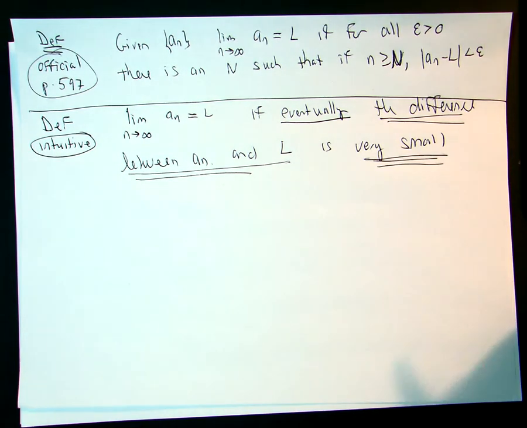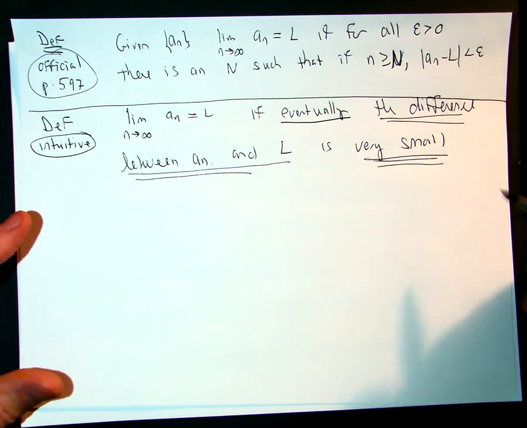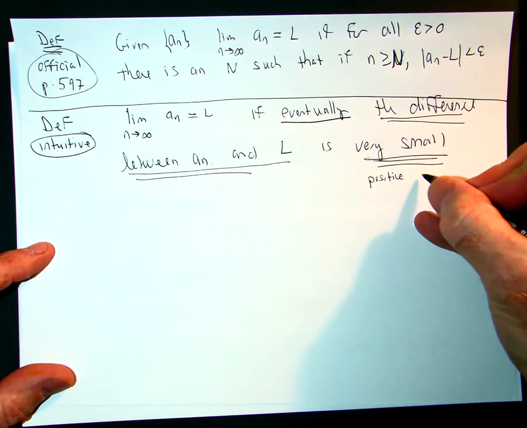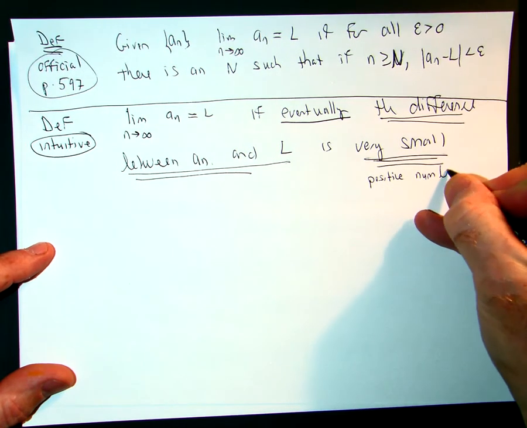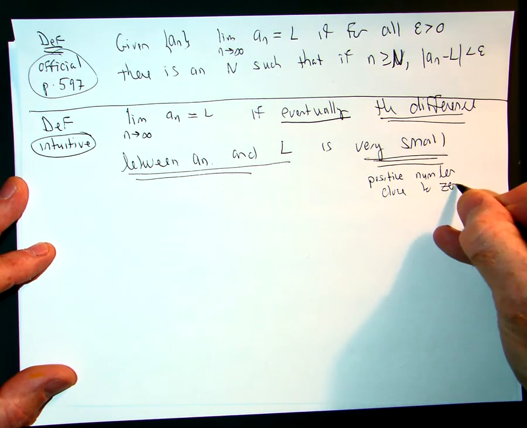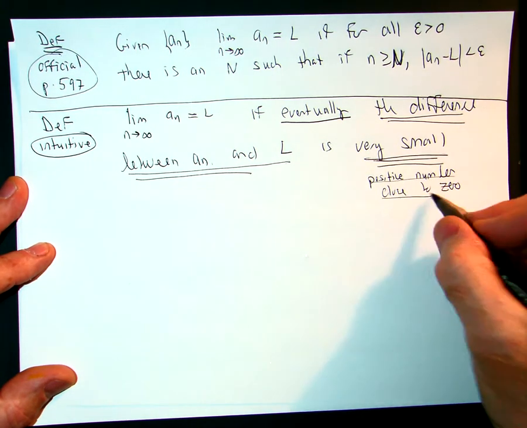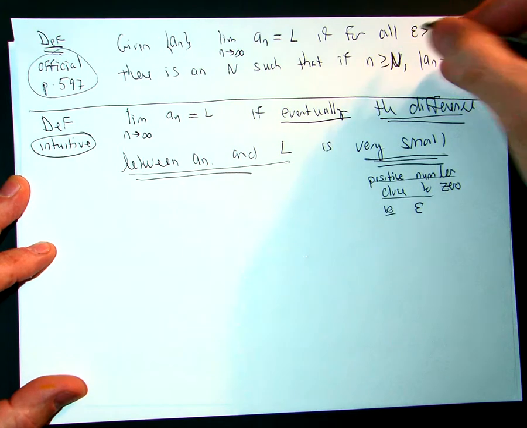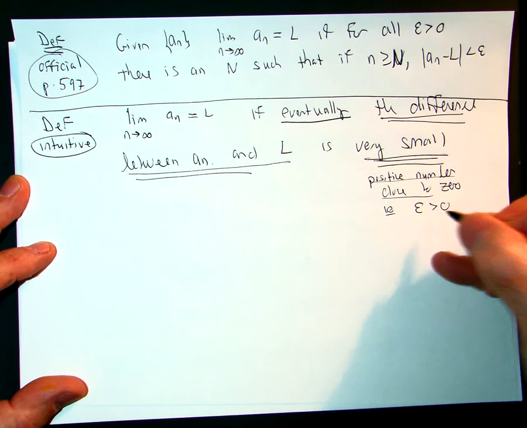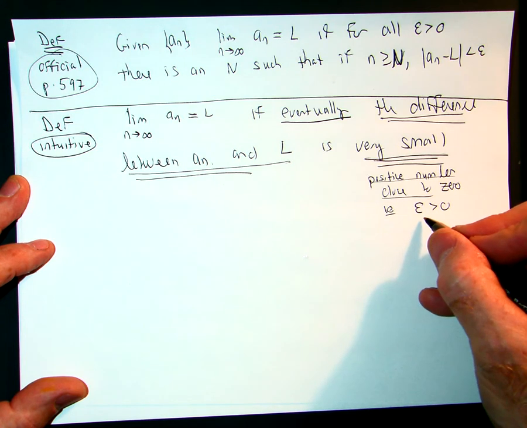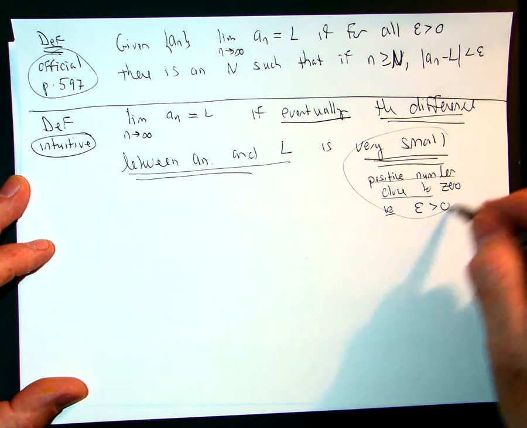So very small means a positive number close to 0, and what we mean by that, i.e. epsilon, is a small positive number. So the epsilon means a very small number, a very small positive number close to 0. That's what very small means.